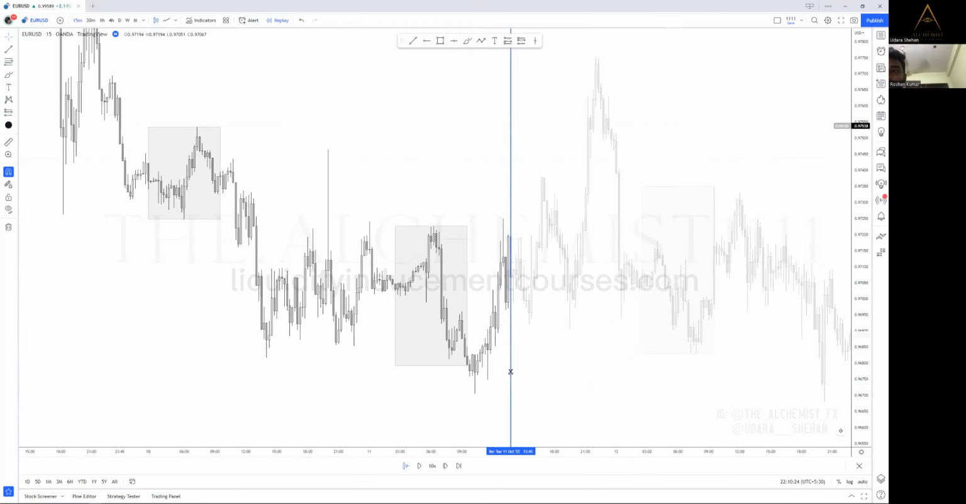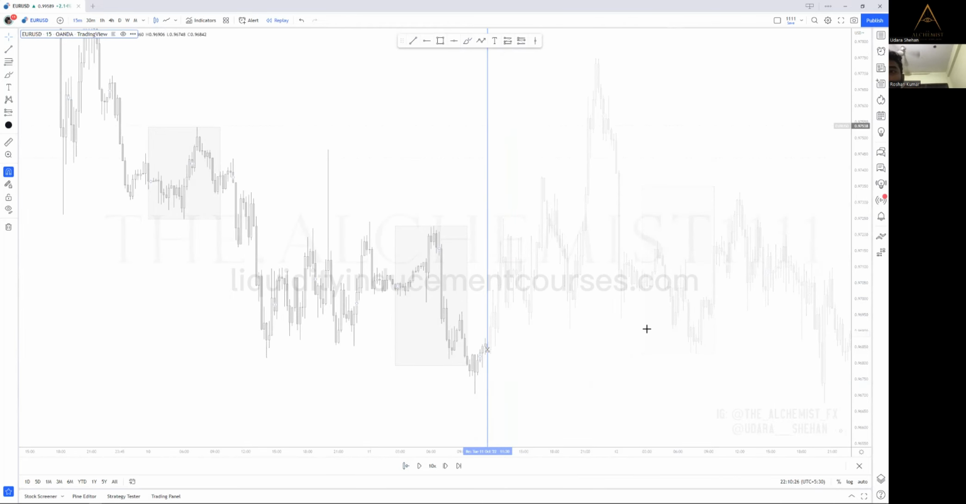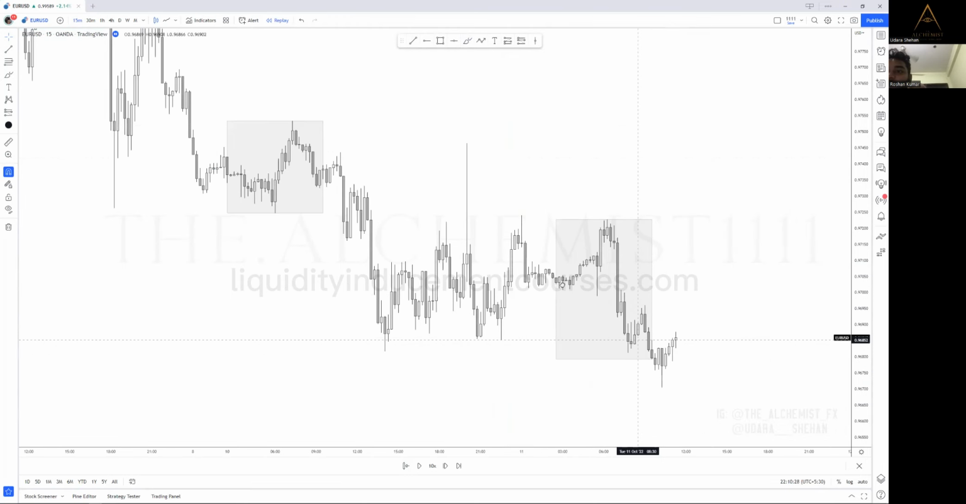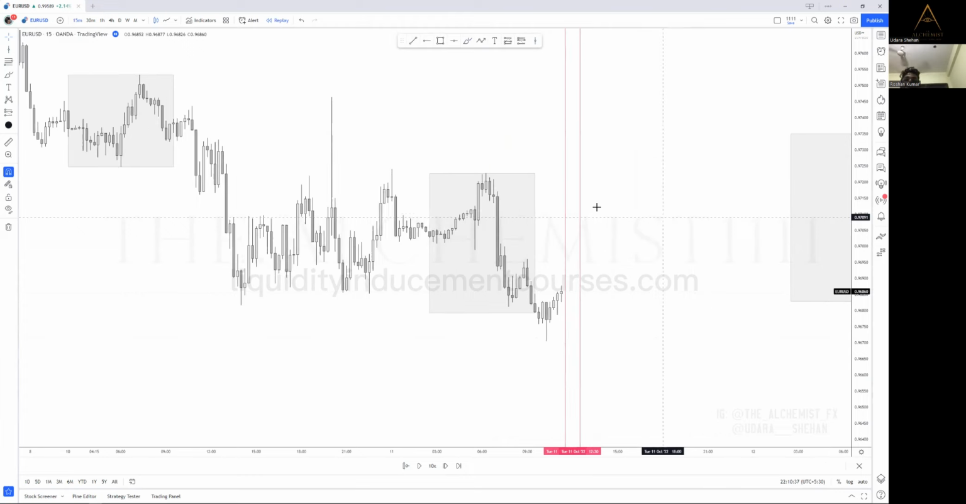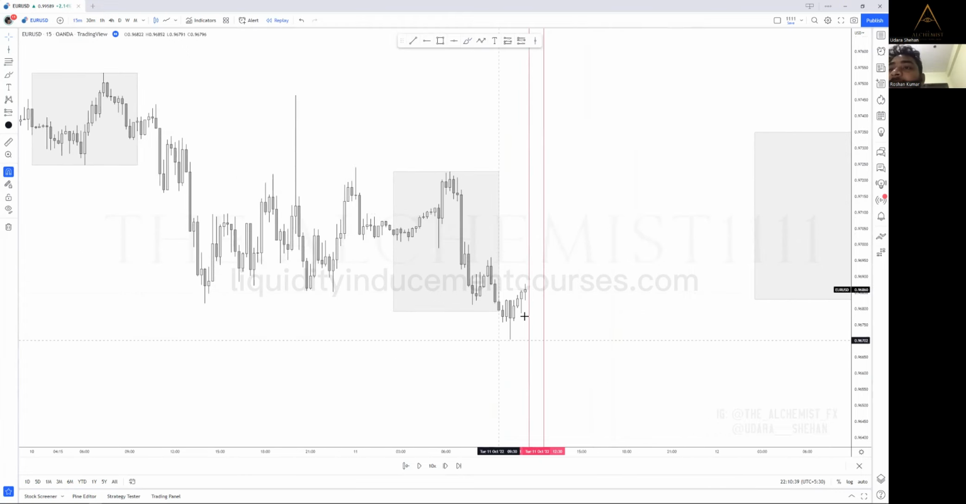Look at this one. This day, it ran below Asia a little too early, because at what time of the day are we expecting manipulations? 11:30 or 12:30, right? I told you that's the time. But now, a little too early, we got a manipulation of the Asian low.